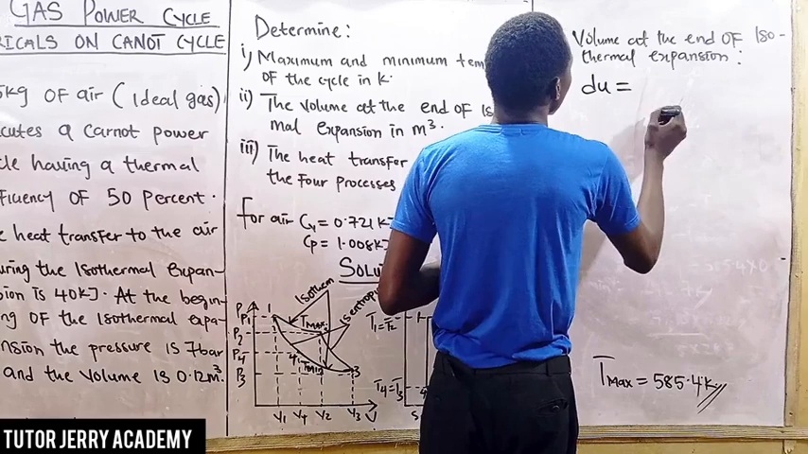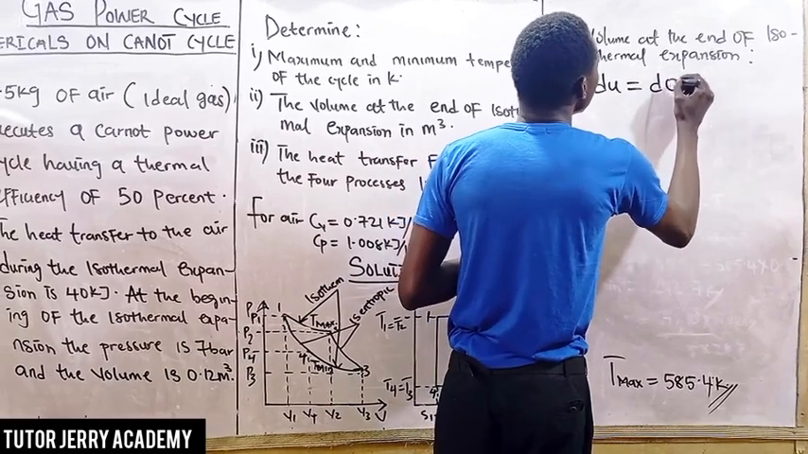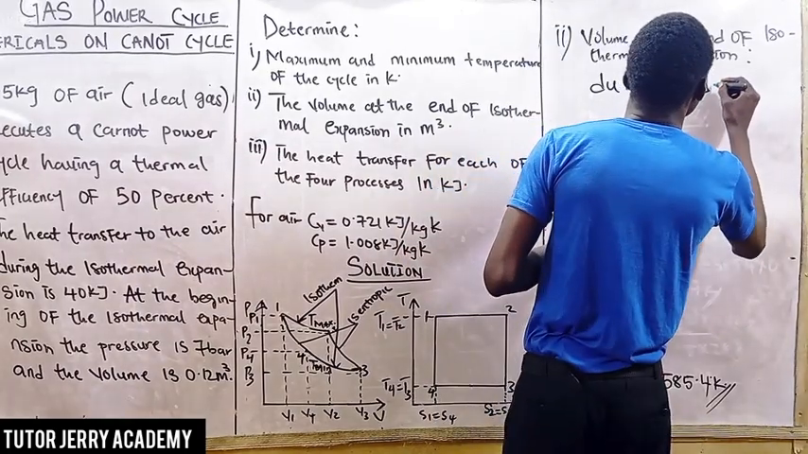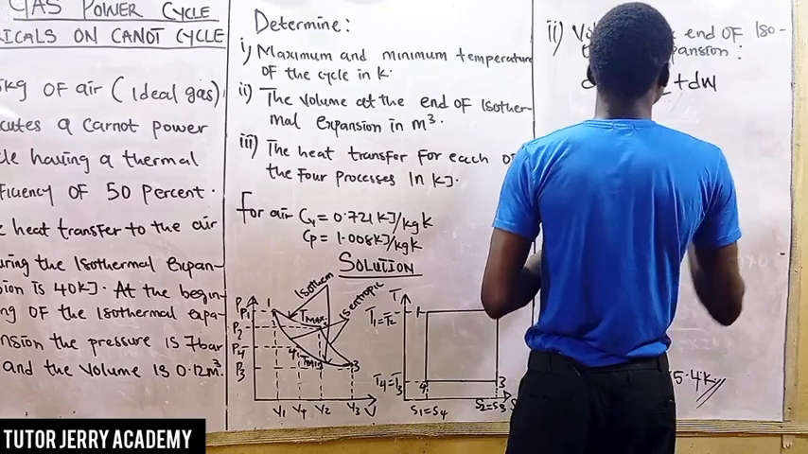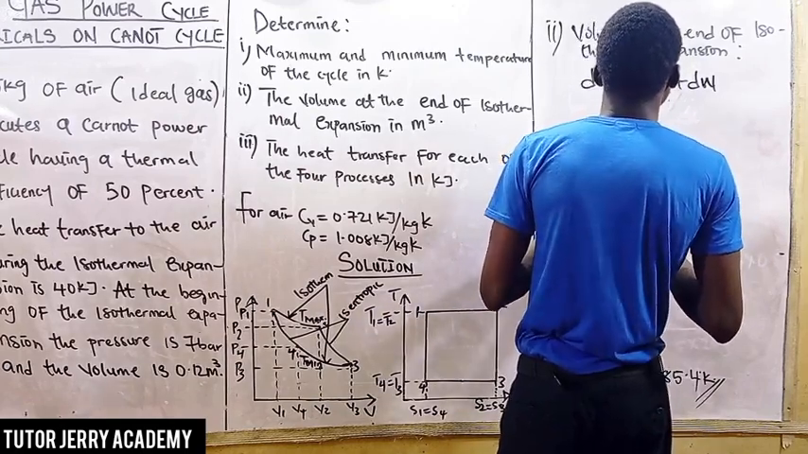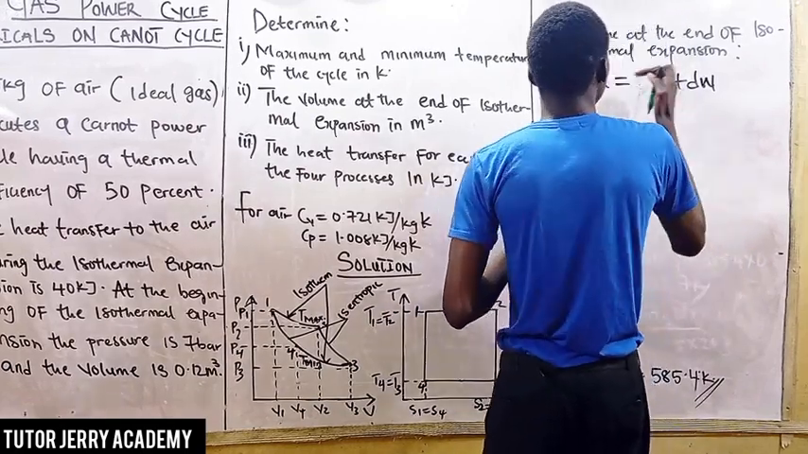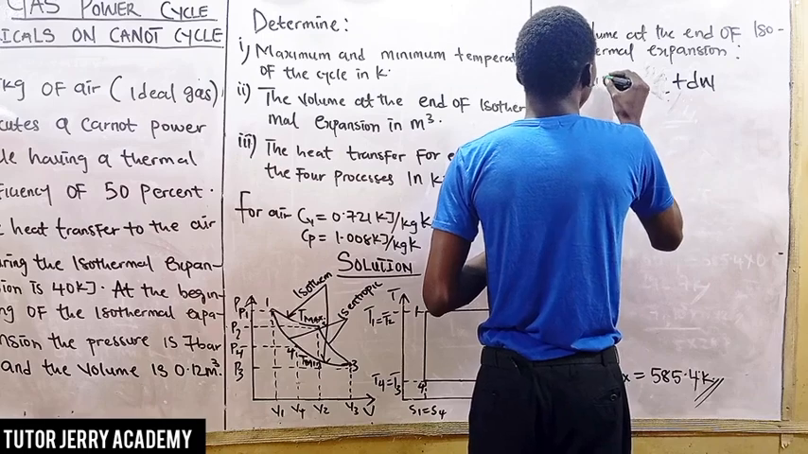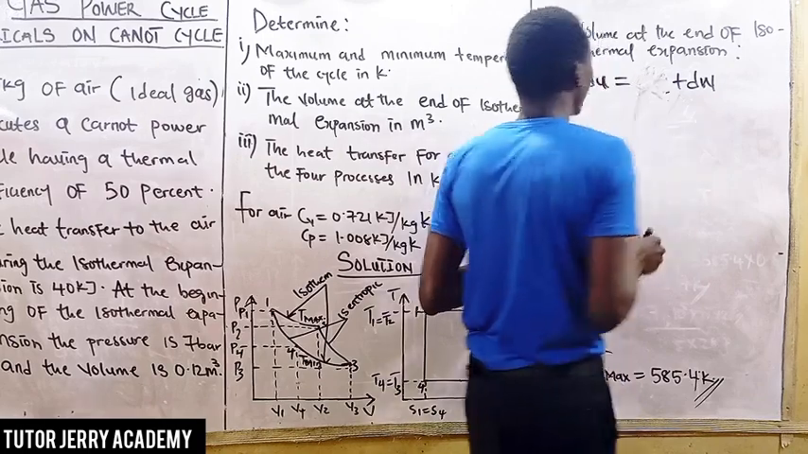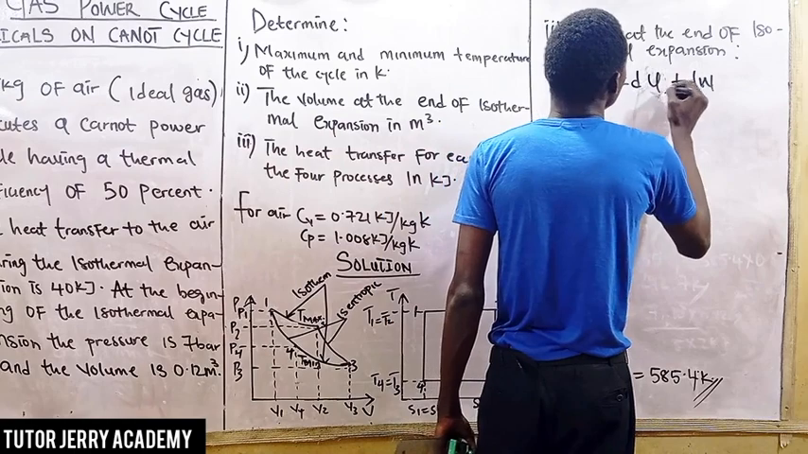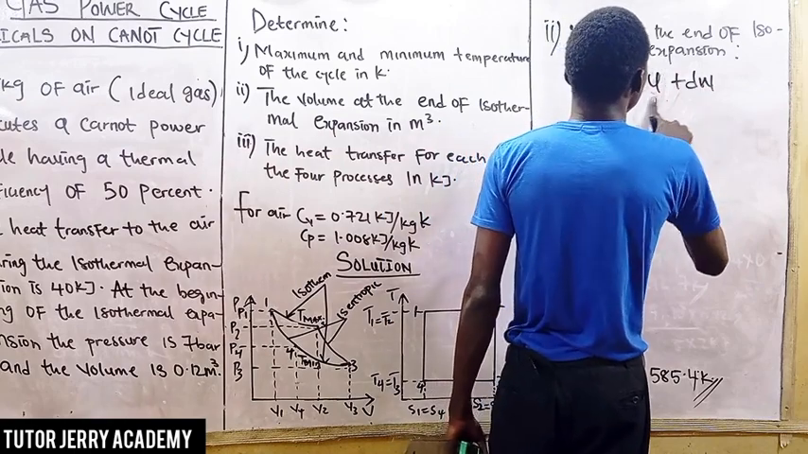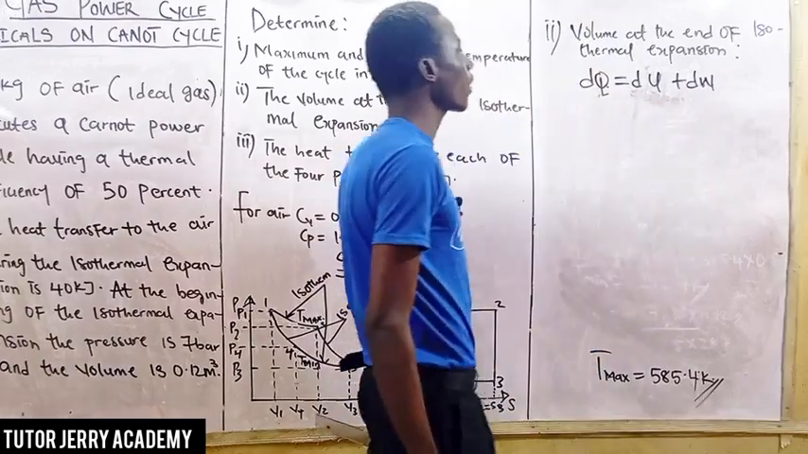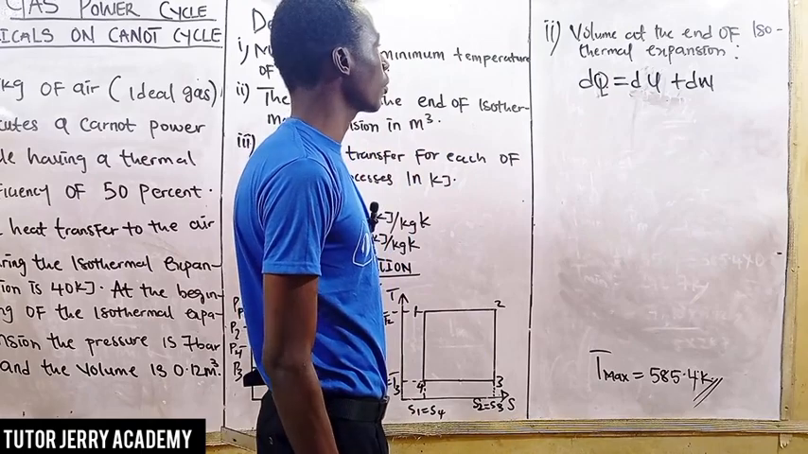Now, if you agree with me, from our first law of thermodynamics, we know that dU is nothing but what? It's equal to dQ plus dW. Of course, from our first law of thermodynamics, dU equals dQ plus dW. So this is what we have from our first law of thermodynamics.